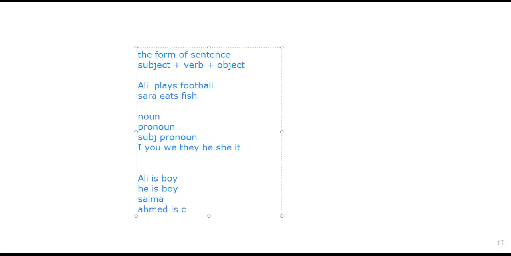Mahmoud, Ahmed is clever. Can you replace the name of Ahmed with a pronoun? I want to replace Ahmed with what pronoun? Is Ahmed a boy or a girl? Boy. Okay, I want to replace it with a pronoun. He or she? He. Excellent, excellent.